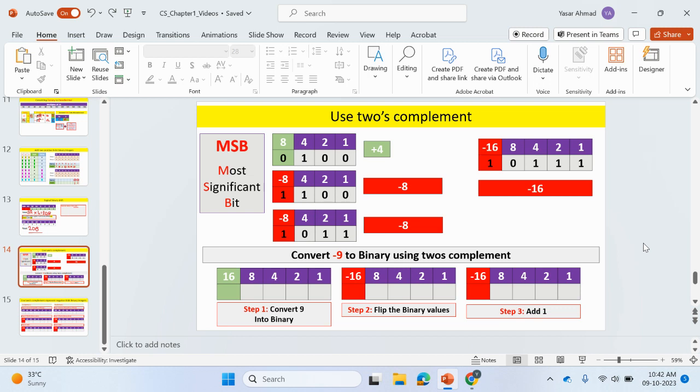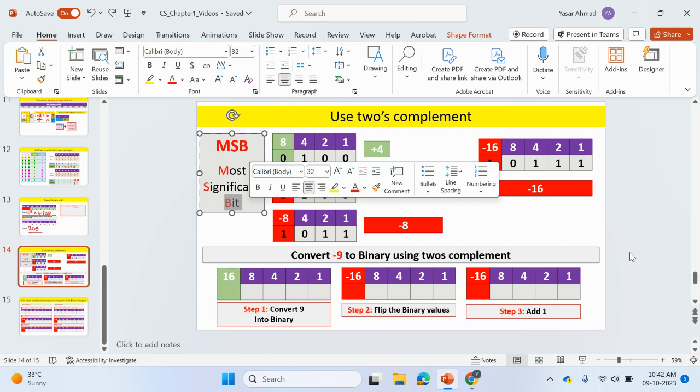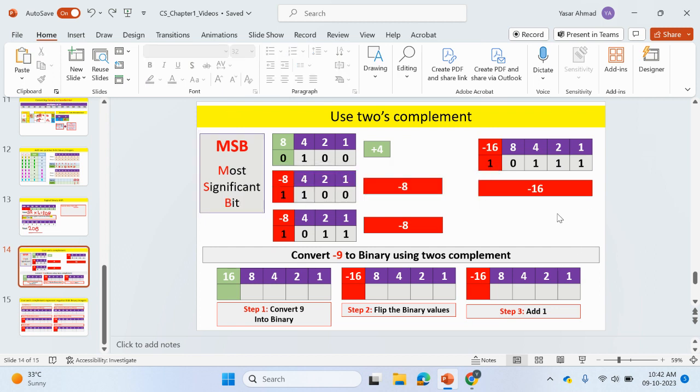My name is YAHMAD. So in this video, we're going to be looking at using two's complement. We can use two's complement to represent negative binary values. What we do is we use the most significant bit to work out if a binary value is positive or negative. So using two's complement, we can add negative and positive numbers together. So let's have a look at these examples here.